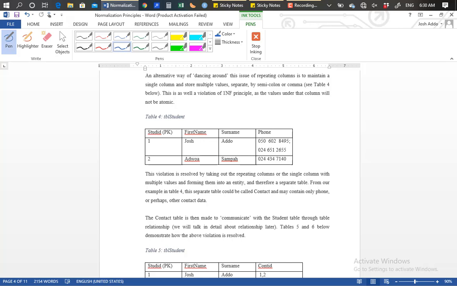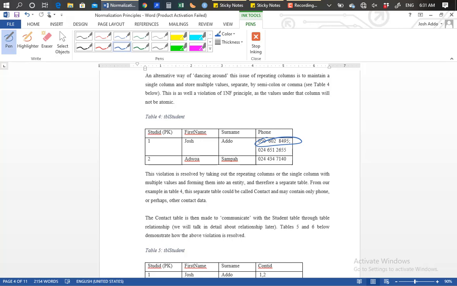Let me just be clear. Let's use this table 4. So what the person is doing is that this student with student ID 1, the first name is Josh, the second name is Ado. That person has at least 2 phone numbers. So the phone information is captured under the column heading phone, and see what is happening. The first number is captured, which is 0506028495. Then the second number is also captured under that same column, but separated by a semicolon. And you see this way of storing information in many places.